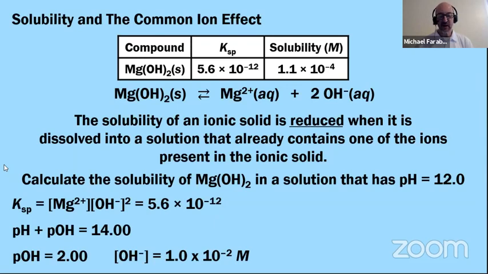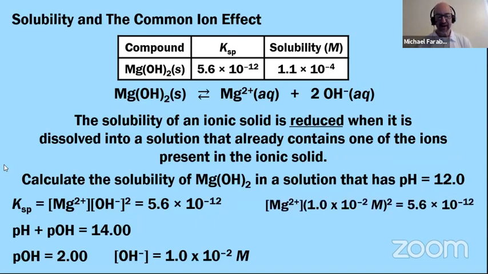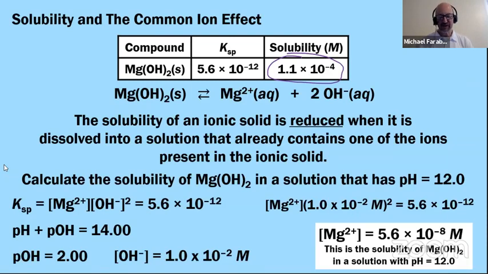And if I plug in 1 times 10 to the minus 2 into my Ksp expression, and I solve for the concentration of magnesium, again, we're going to see if it's going to be less than 1.1 times 10 to the negative 4, which is what it was in pure water. And sure enough, it is much less. So again, the common ion effect: the solubility of an ionic solid is reduced when it's dissolved in a solution that already contains a common ion.